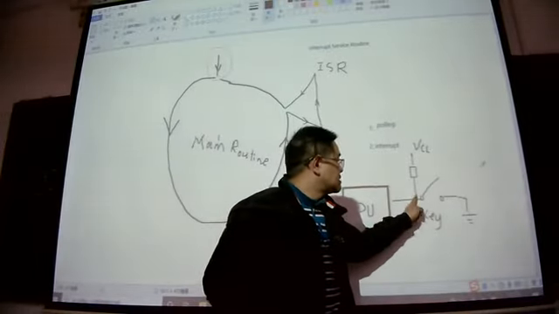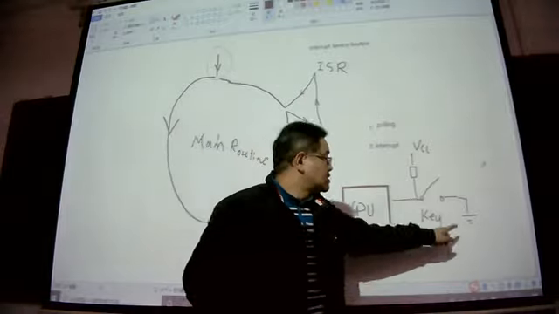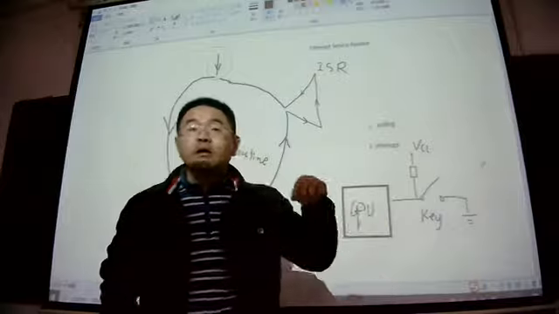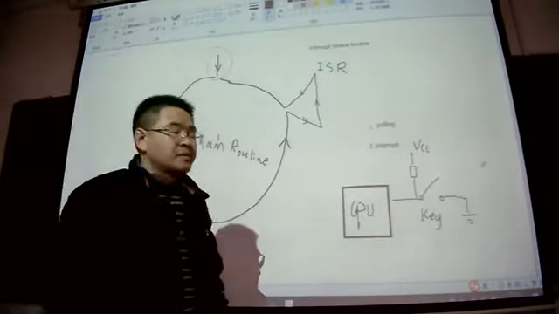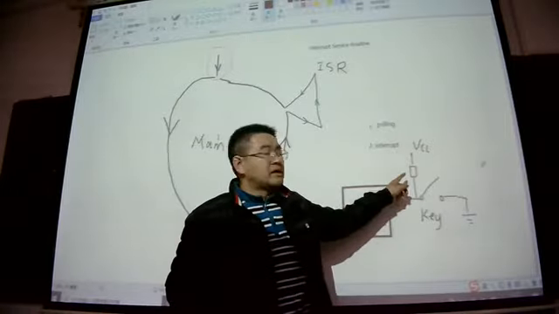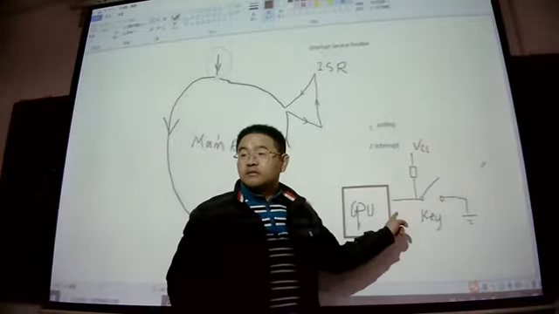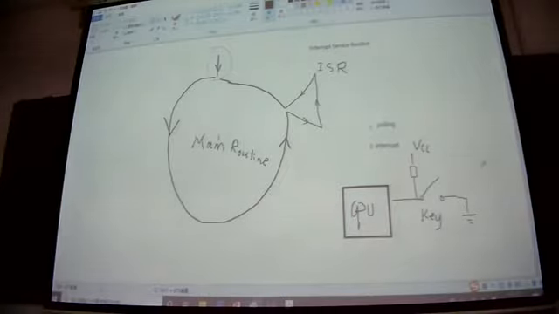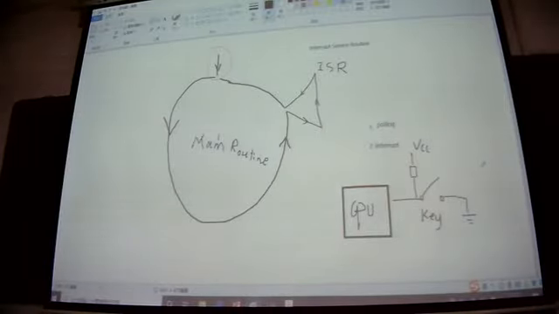If this key is pressed, it's low, because this point and this point are connected together, and this is ground. So you will get a low level. Yes or no? Unpressed, high level. Pressed, low level. I want you to tell me, how can the CPU learn that the key is pressed or not?